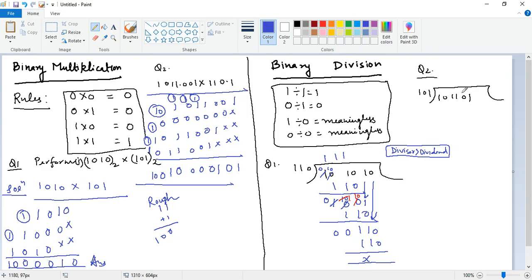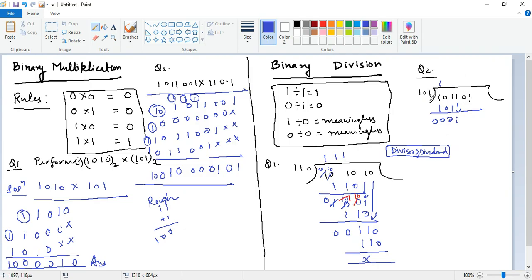Now we will move to the second question of binary division. 101. So we check the first three digits of our dividend. 101, 101 means the divisor should be greater than or equal to the dividend. So the divisor is equal to the dividend, so the quotient will be 1, 101, right? So here 000, when we subtract these three digits, we will get 000. Now we will take 1 here.